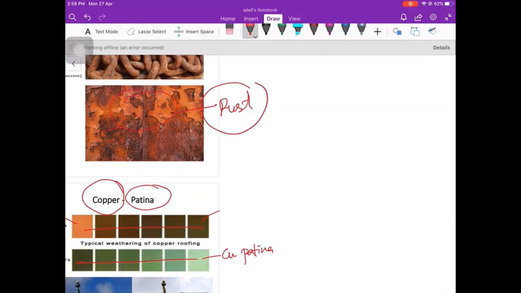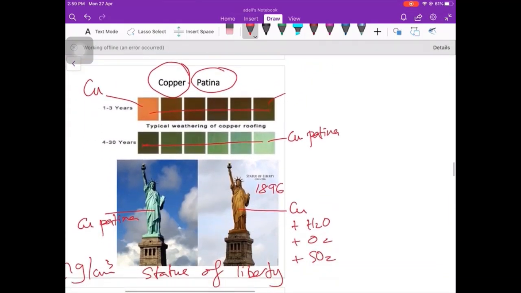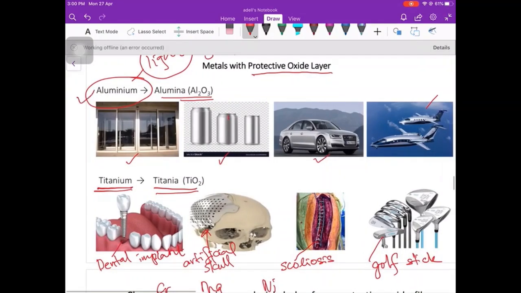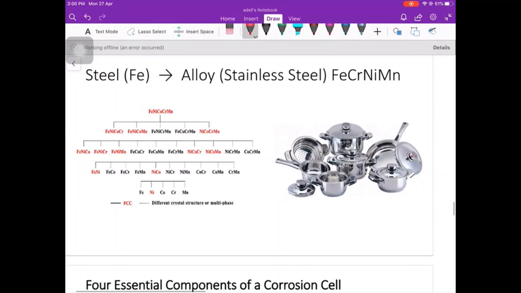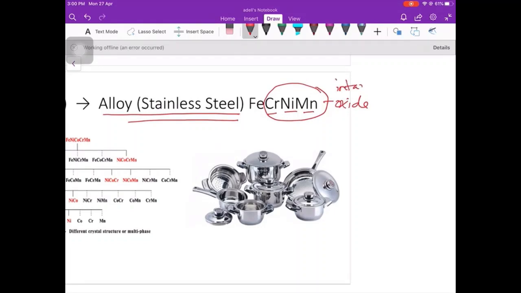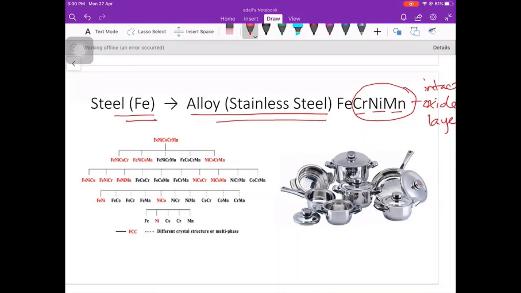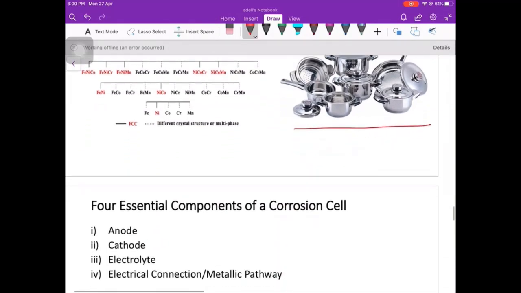The oxide layer is not intact. It does not adhere very strongly to the iron surface, not like aluminium or titanium, where the formation of oxide is very intact. Intact means that the oxide is strongly adhered to the substrate. So in stainless steel, with the addition of chromium, nickel, manganese, all these can form an intact oxide layer. When an intact oxide layer forms on the surface of ferrum, it improves the corrosion resistance of steel. So this is an example, the application of stainless steel.